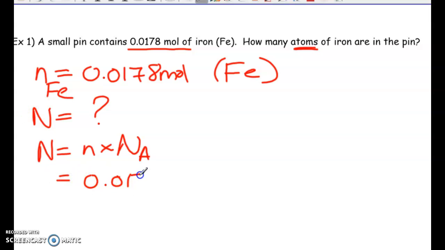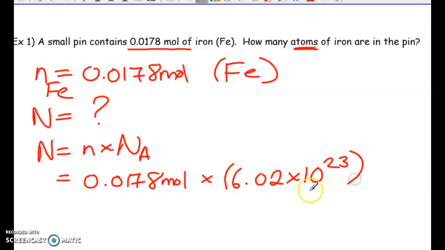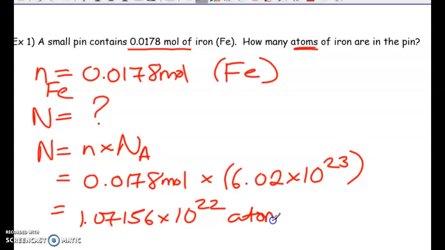So 0.0178 moles times. Now remember, anytime you are calculating using a scientific notation number, I'm going to put this in brackets as a reminder for you. When you put this in your calculator, the calculator must have brackets when you're doing this. Is equal to, so this is going to be 1.07156 times 10 to the 22 atoms.